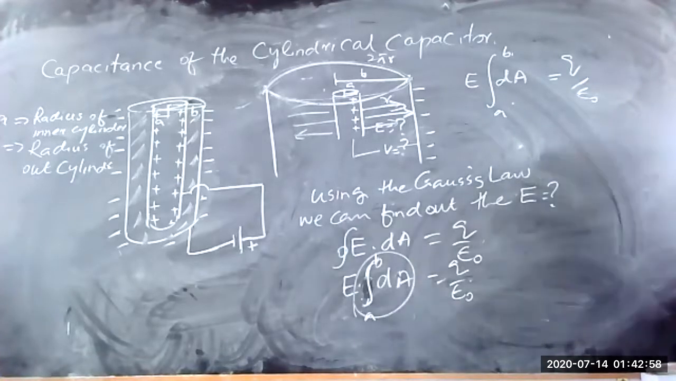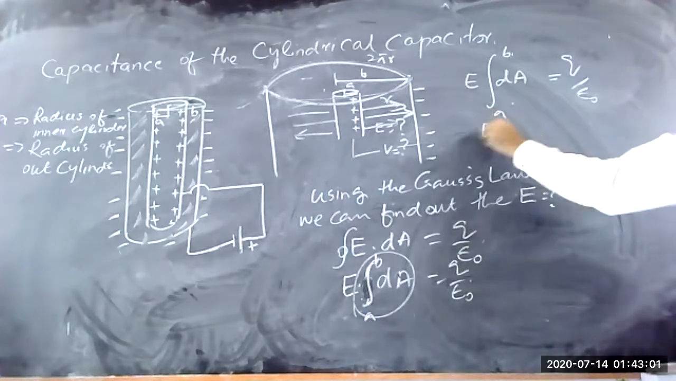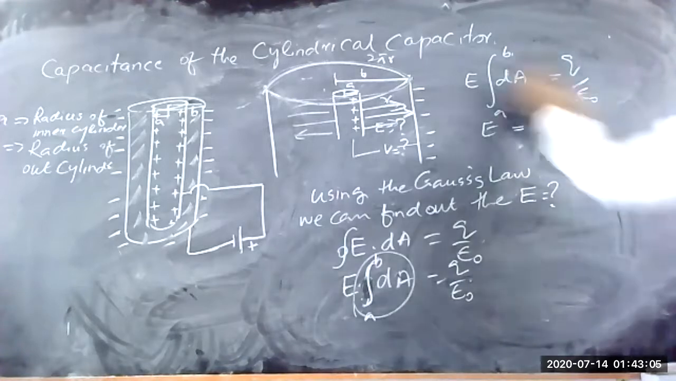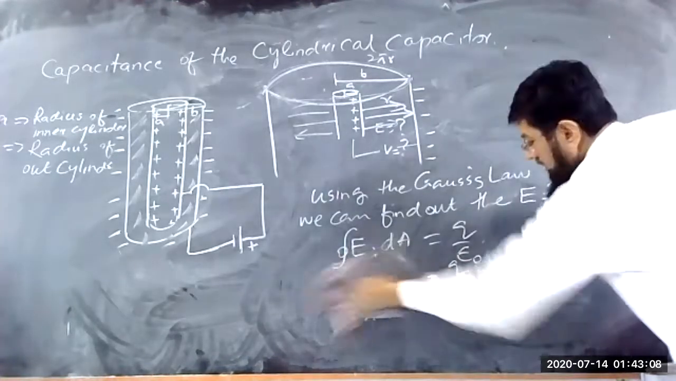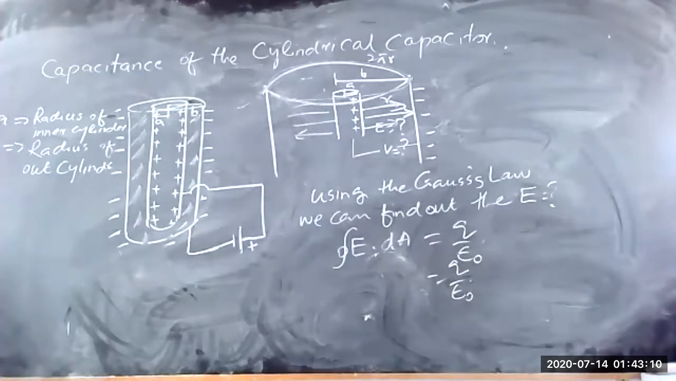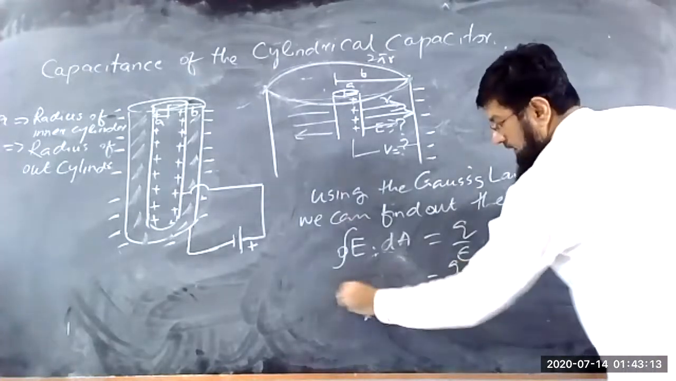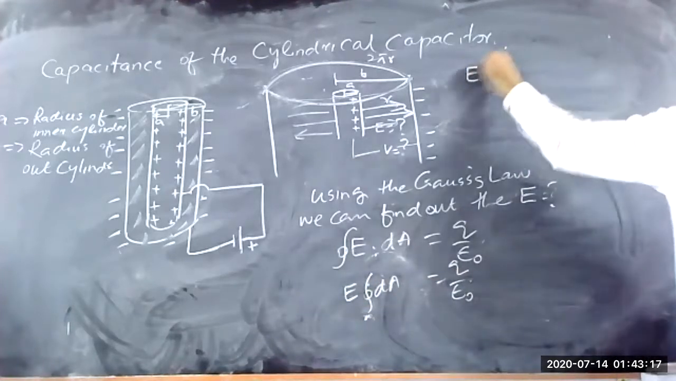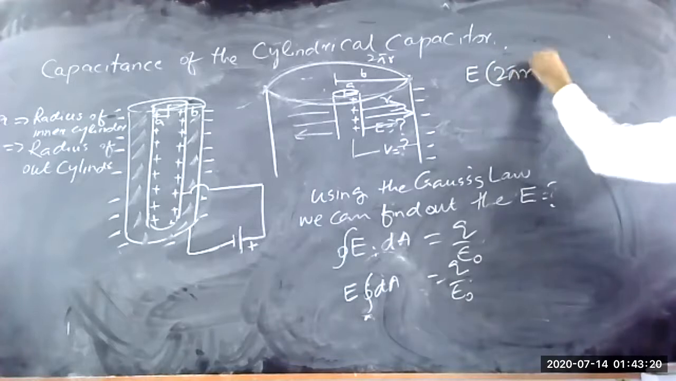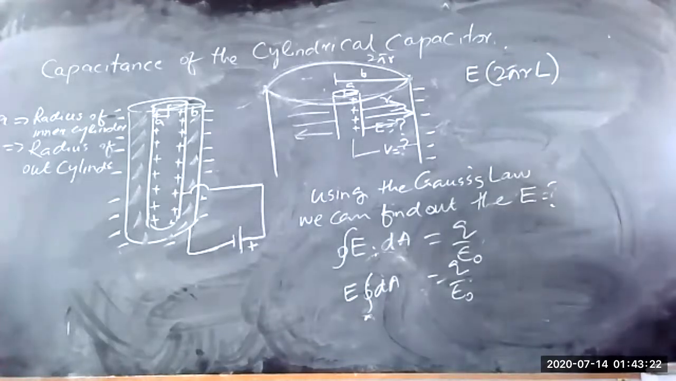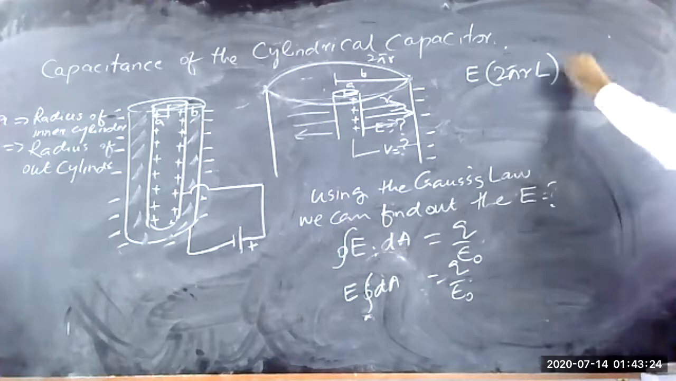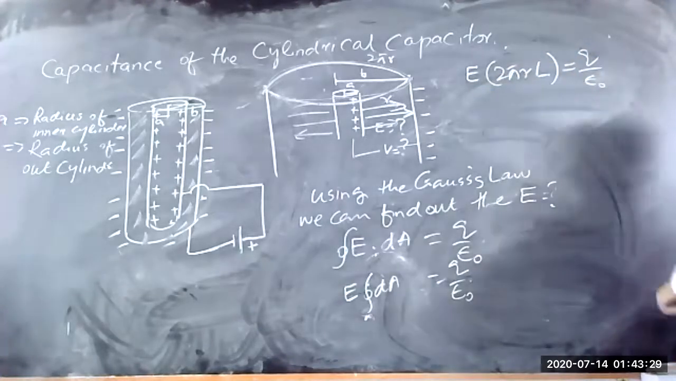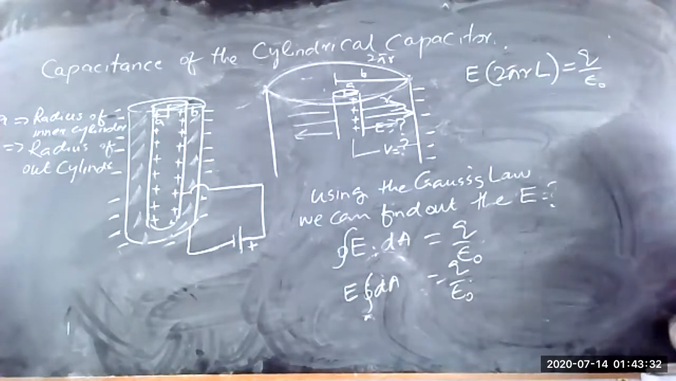So here, in general, this gives you the E. It is better if you put the integral into the potential. Here, if you look at E into dA, E into dA is equal to 2 pi r into L, which is the area of the cylinder, into Q upon epsilon naught. By using cross multiplication, you can find out the value of E.